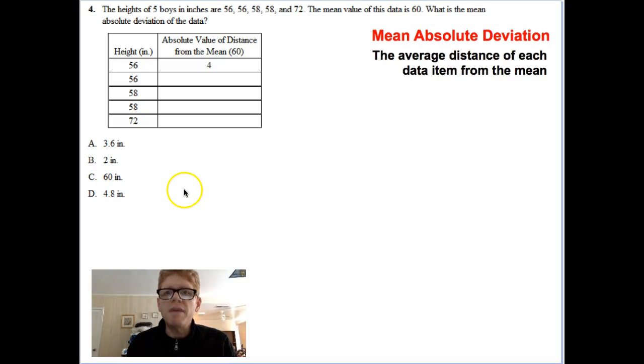All right, let's find the mean absolute deviation. The first thing you need to understand is that the mean absolute deviation is just the average distance of each data item from the mean.